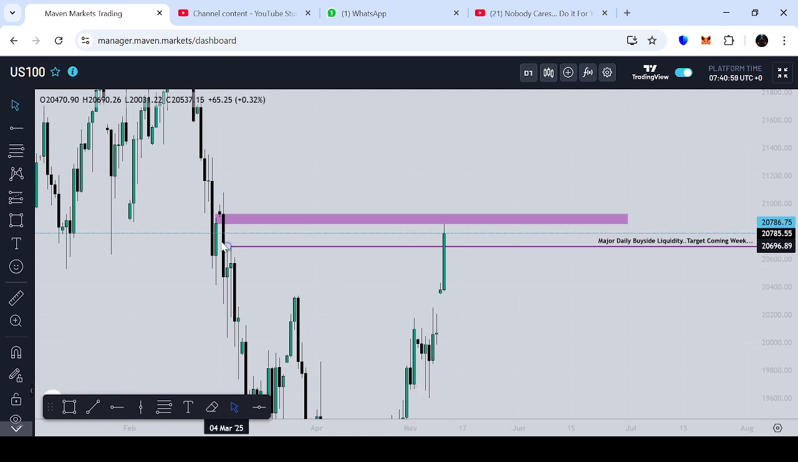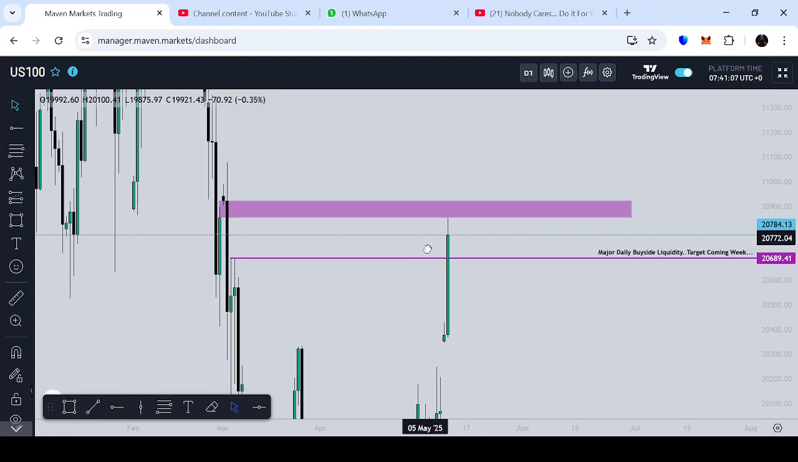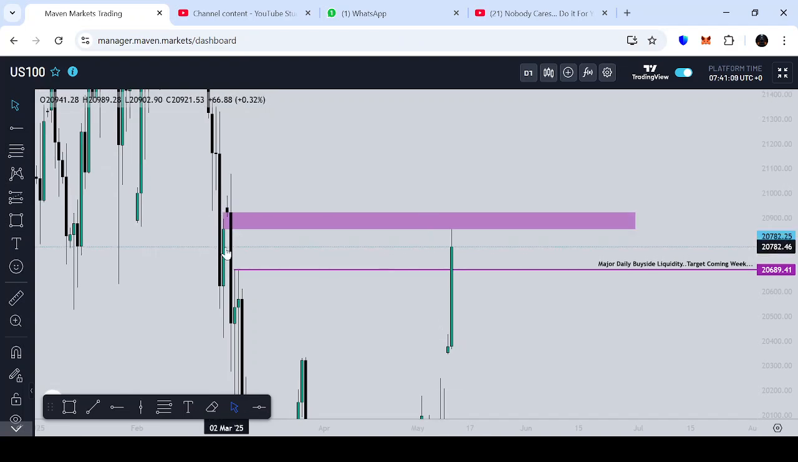This is our main objective for this week. Just smash the buy side liquidity sitting above here. The sell price is trading at the low of the volume imbalance. I also outlined it in the weekly review video for this week.